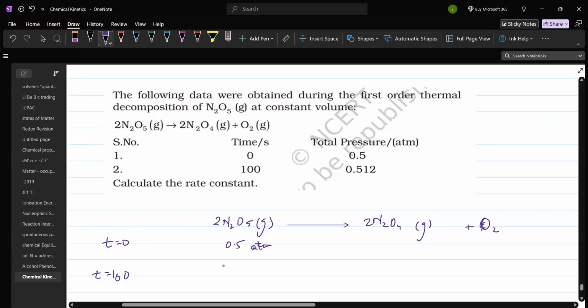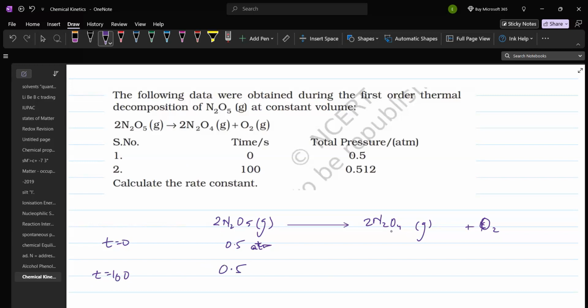So N2O5 will start decomposing, and from 2 mole of N2O5, 2 mole of N2O4 forms, and with 2 mole of N2O5, 1 mole of O2 is forming, right? This is from a stoichiometric point of view also, and we have done lots of questions regarding this in many other chapters as well.